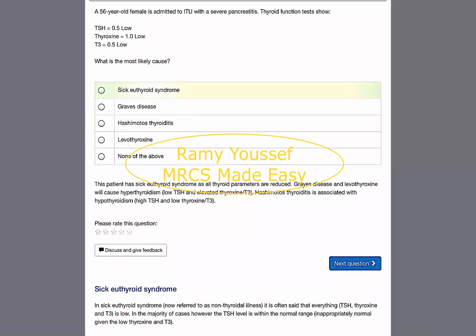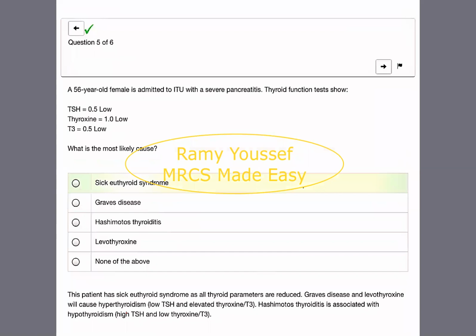as we said before in the endocrine section, in all cases of sick euthyroid syndrome, he will tell you a patient is in ITU or ICU or intensive care or HDU or hospitalized, or post-operative, has a problem with the thyroid and all the parameters are low. All the parameters are low in a hospitalized patient, mostly in ITU or ICU or HDU, and sometimes post-operative, or in severe cases like severe pancreatitis. This is a case of sick euthyroid syndrome.